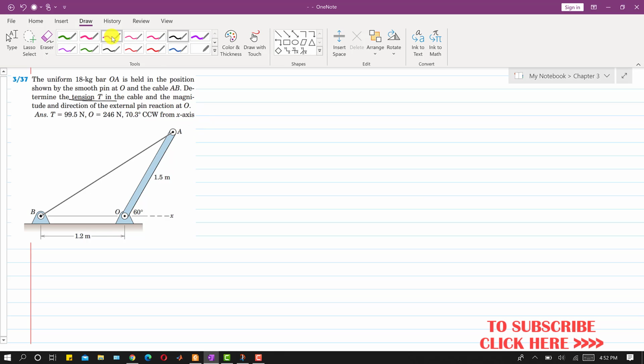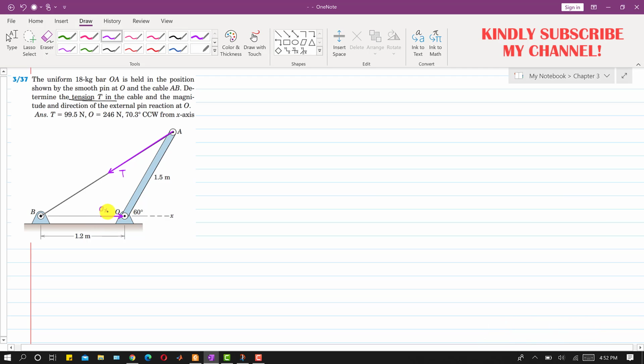Right, so if we represent the tension T in this cable, that will be acting from this point A to that B. So this is the tension T which is required to be determined, and then the reactions at O are required to be determined. So let's say that this is the reaction in the X direction, OX, and let's say this is our positive X and positive Y direction. And this is our reaction in the Y direction, so we will name it OY. We will find the magnitude, the resultant reaction at this point O.